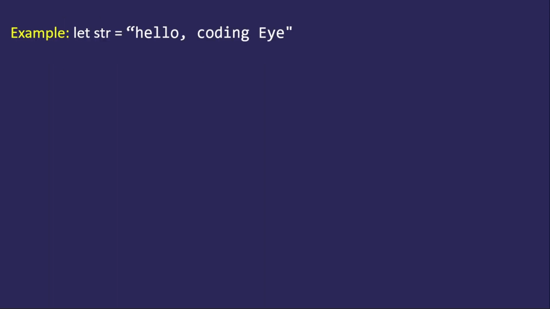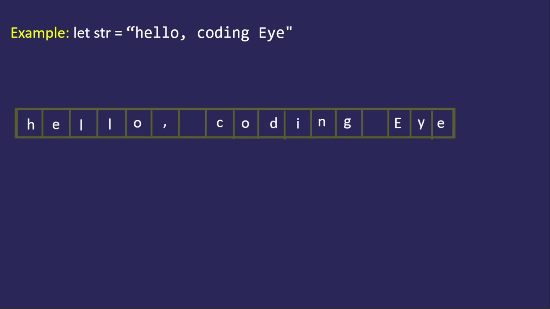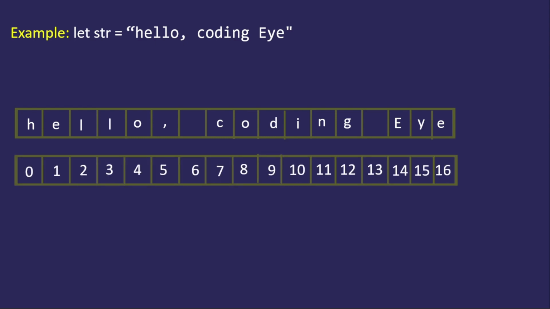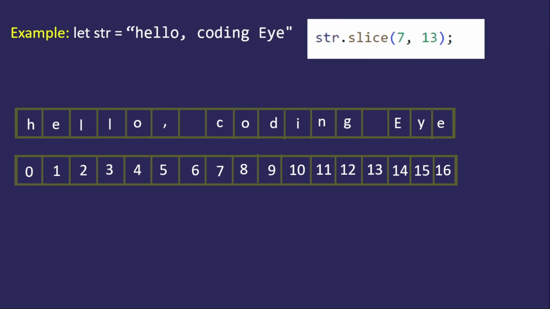We have an example str, hello coding I. This we have divided into an array of characters, and each character is pointed to by the specified index in the array. When we apply the slice method as str.slice, and here start is 7 and end is 13, the slice method will start extracting a string from the 7th index, and it will end before position 13, because the slice method won't include this position in the substring which it is returning.